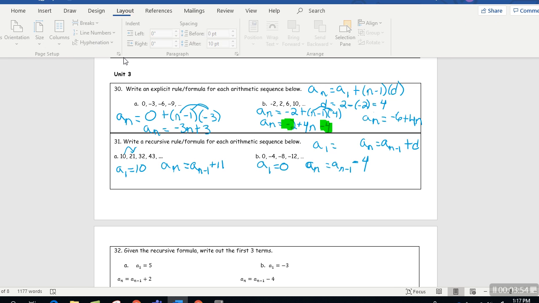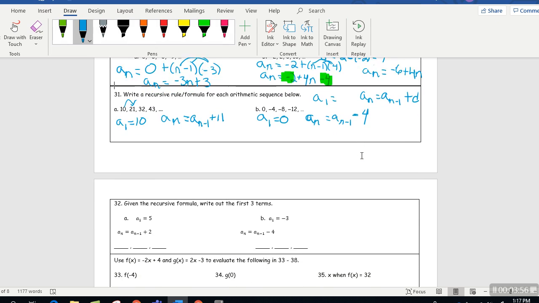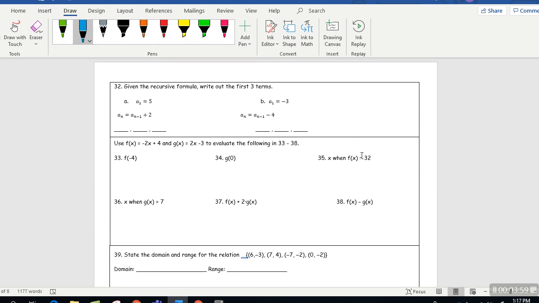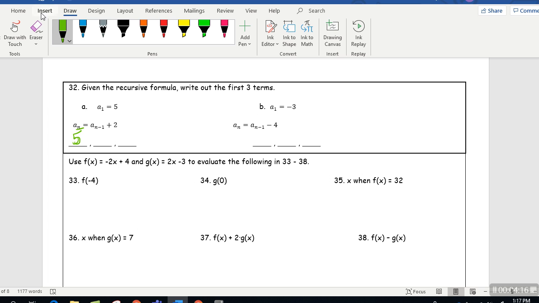Moving on. Given the recursive rule formula, write out the first 3 terms. Okay, so for the first one, we've got a sub 1 equals 5. So that just tells us our first term is going to be 5. Now, based on the formula, it's saying that we're adding 2 each time. So we're starting at 5, plus 2 is 7, plus 2, 9.